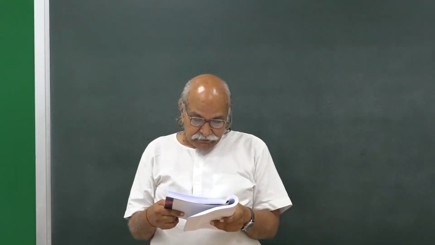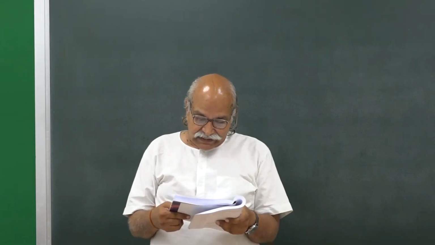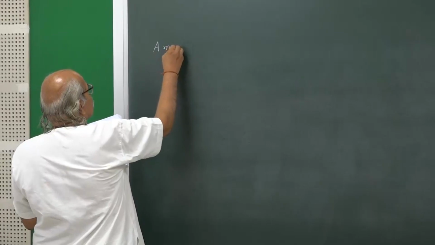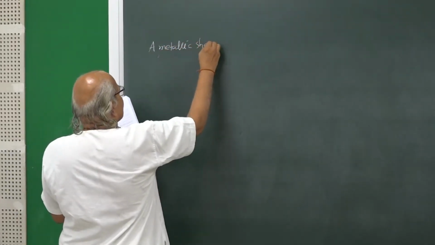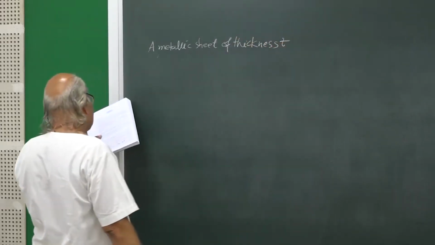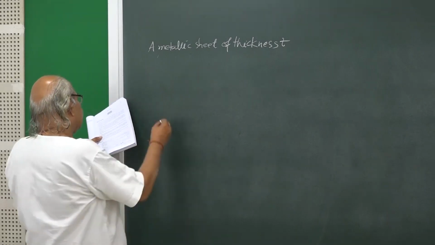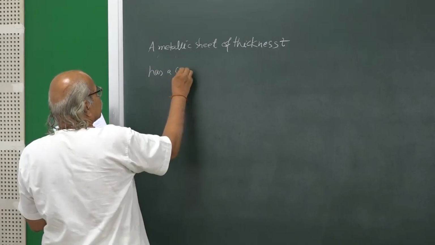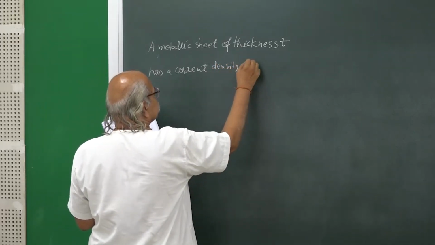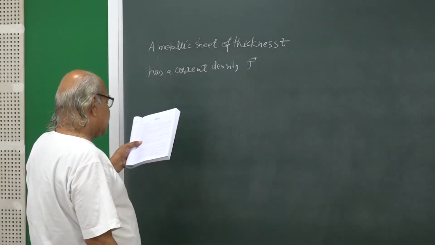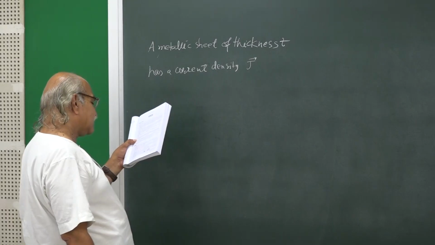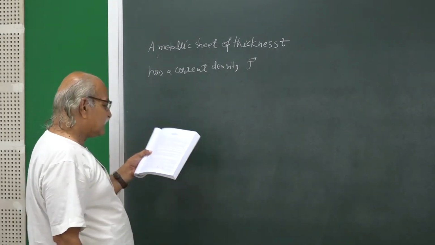Now another question: a metallic sheet of thickness t has a constant current density J. If we neglect the thickness and treat the sheet as a surface, the current has to be considered as a surface current. What will be the corresponding surface current density?